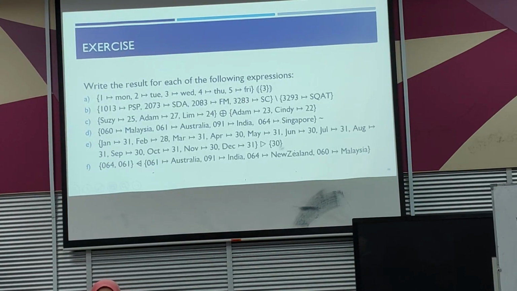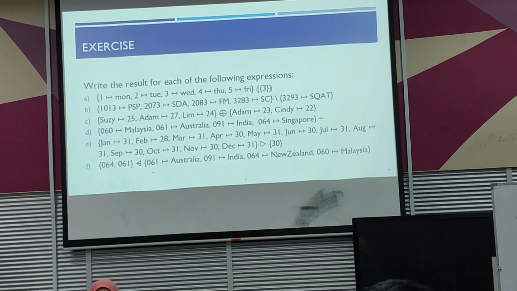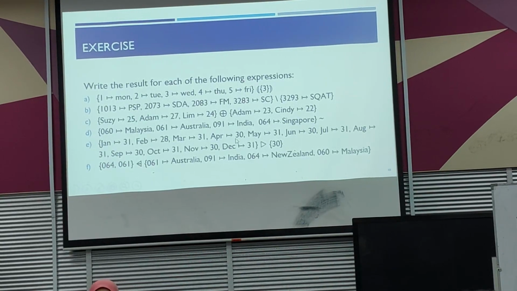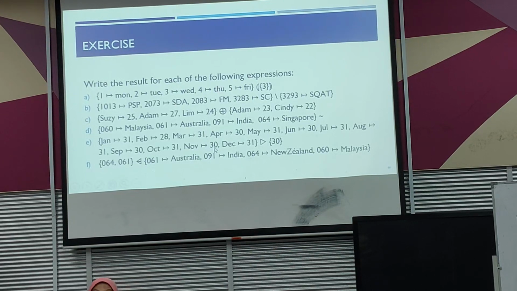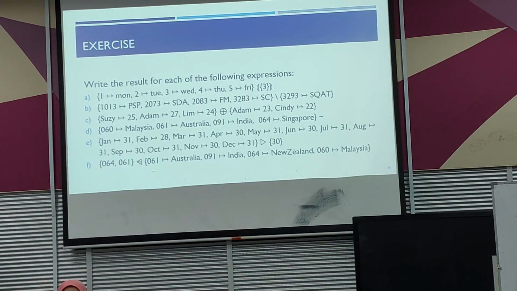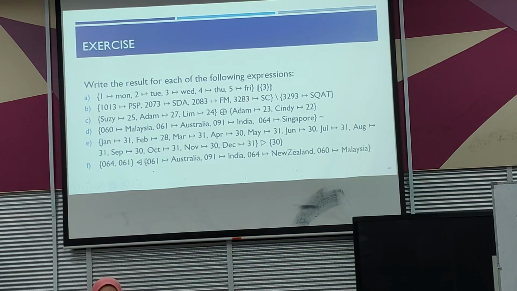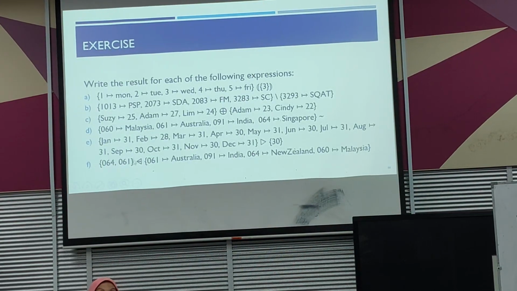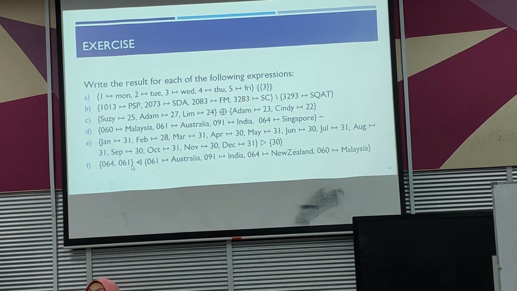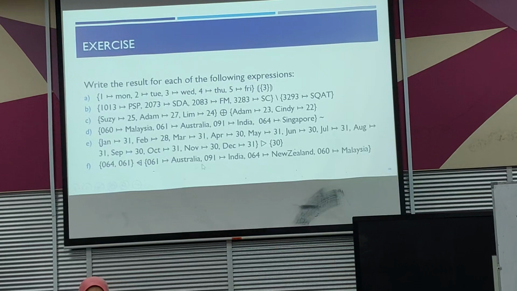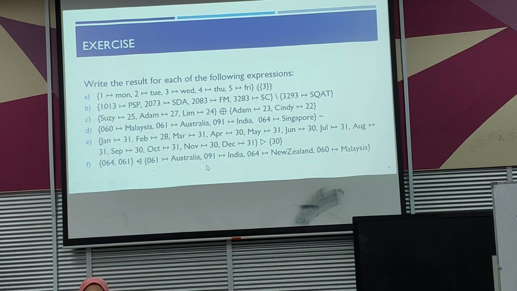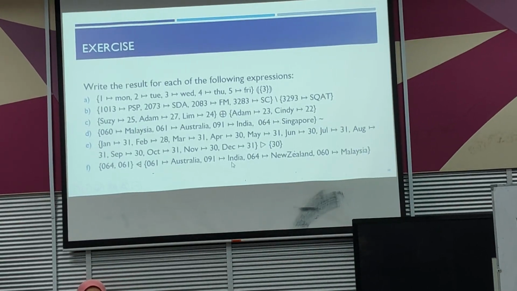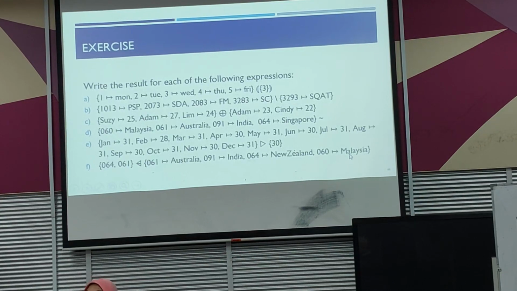Okay, range restriction, searching for range data with 30. You have April 30 as the answer, June 30 as the answer, September 30 as the answer, and November 30 as the answer. So you have four answers for this one. And the last one here is domain anti-restriction. We are going to remove the data. So 064, 061. The last answer will be 091 India and 060 Malaysia.